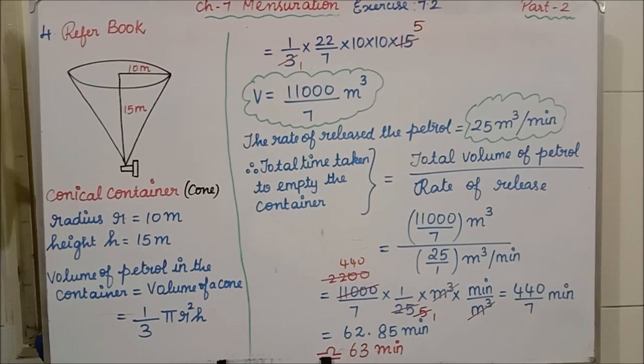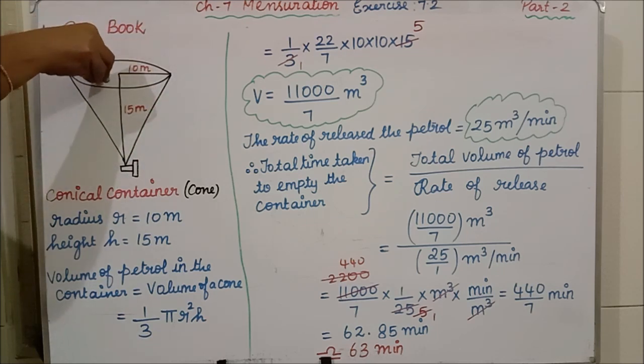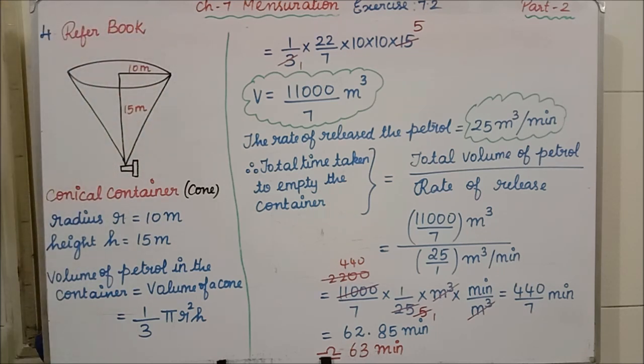A conical container is fully filled with petrol. Okay. Now consider this is the conical container. This full cone is filled with what? Petrol. That is the first line they are saying. The radius is 10 meter. And height is 15 meter.